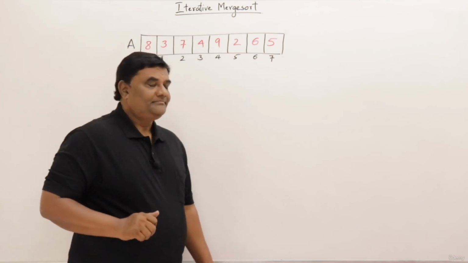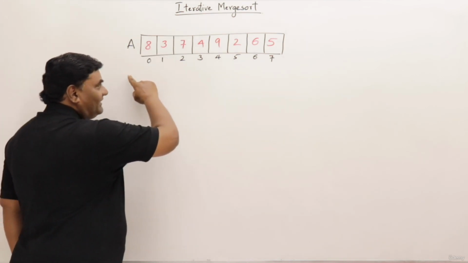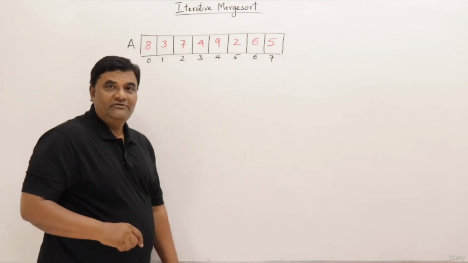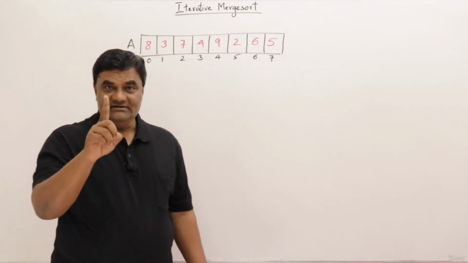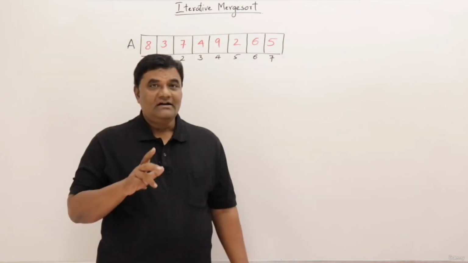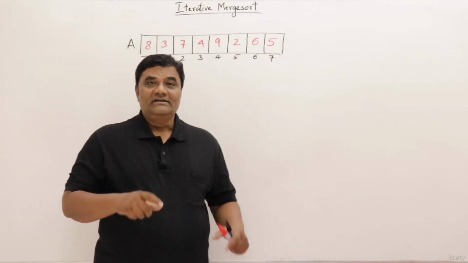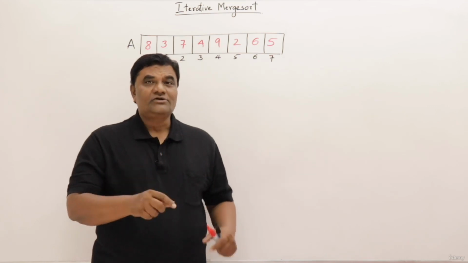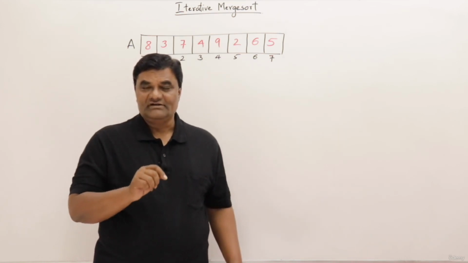So let us see the problem. I have an array containing list of 8 elements. One list of 8 elements, and we have to sort them. I'll repeat the problem statement. There is an array containing one list of 8 elements. We have to sort it.